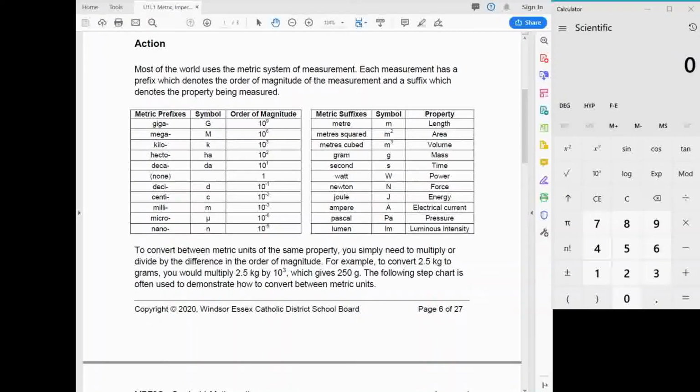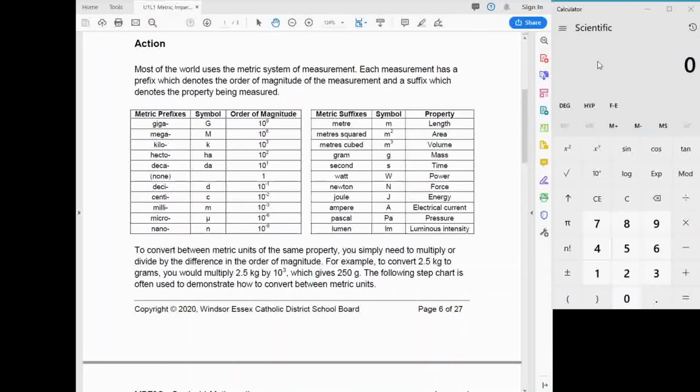Now when we're converting between these units, we could just multiply by that order of magnitude. So the example that's given here, if we have 2.5 kilograms, and we want to turn that into grams, we have to multiply that by 10 to the power of 3. That gives us 2,500 grams.